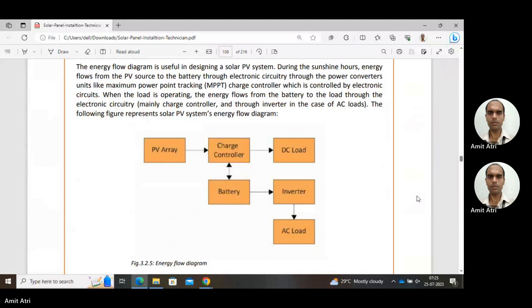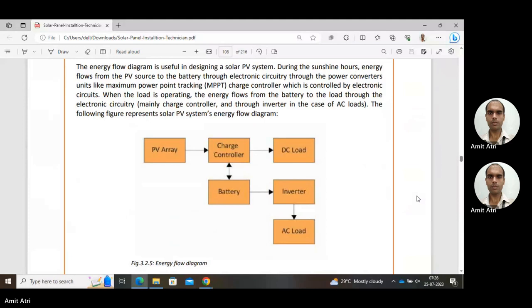Okay, so when the load is operating, energy flows from the battery to the load through the electronic circuitry. In case the load is AC, then an inverter is also needed. If our load is DC, in that case, we don't need an inverter. Directly we are getting the DC from the panel, we are storing it in the battery, that is also DC. So directly we can connect the load with that battery.